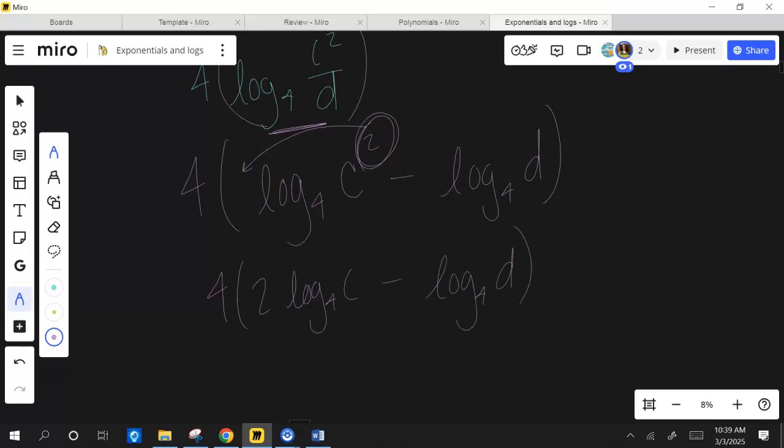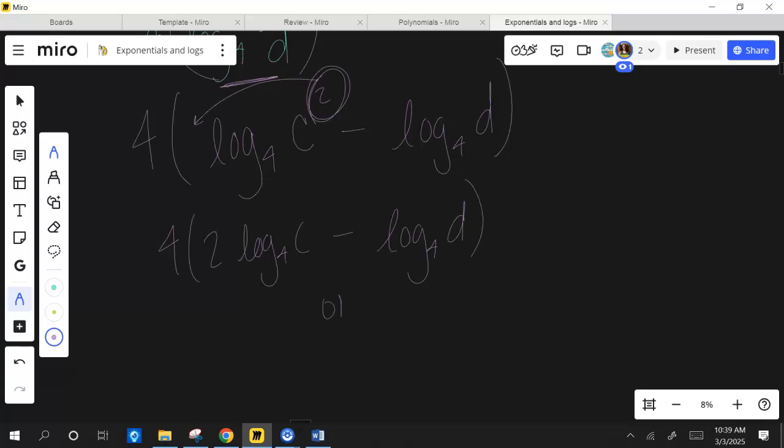So you could leave it this way, or you could distribute that 2 through and have 8 log base 4 of c minus 4 log base 4. Either one of those is an acceptable expanded form. Yes. What did I say, the 8? The 2, oh yeah, the 4, sorry.